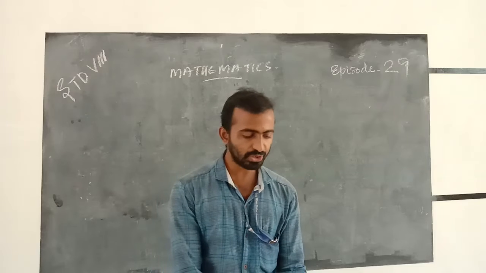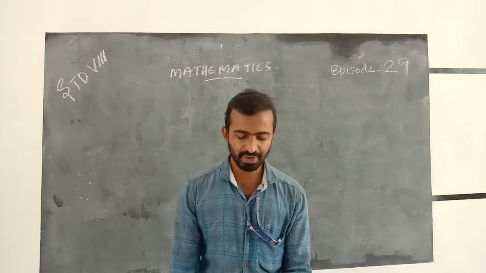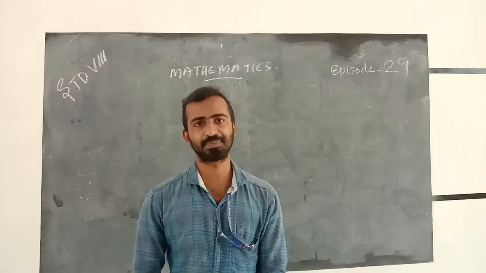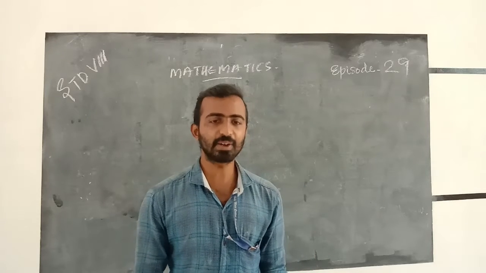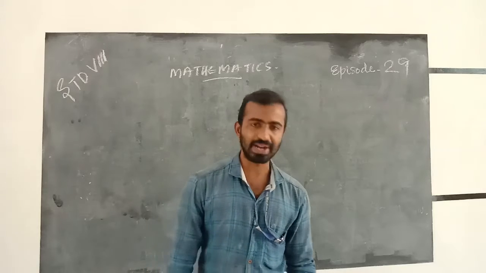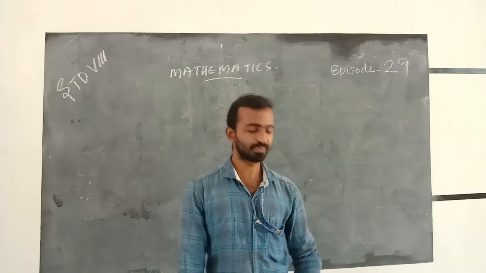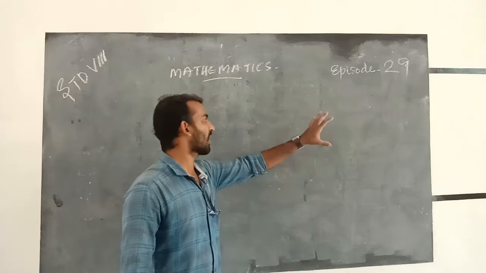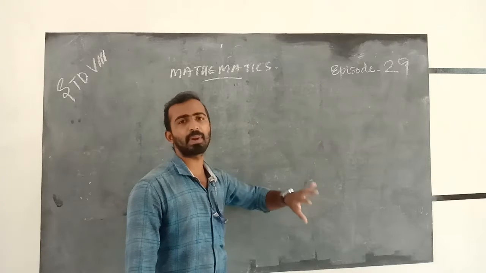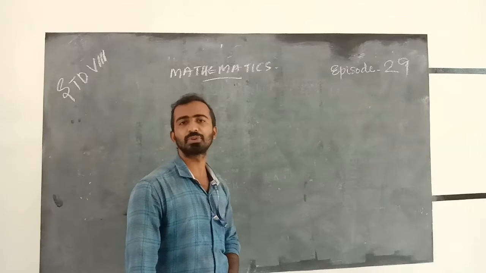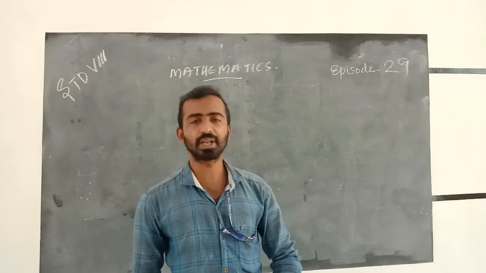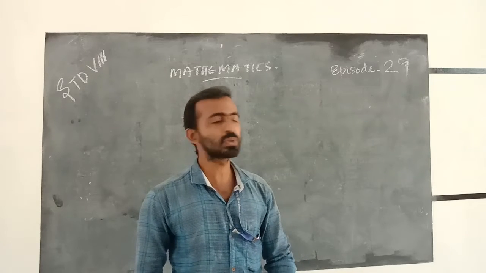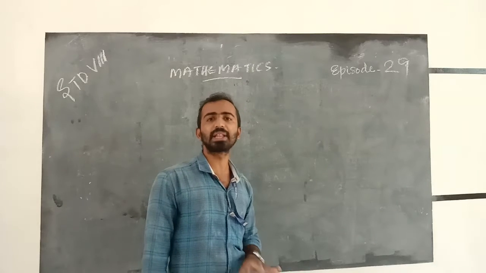Good. Today we are going to discuss, or in the previous class what we were discussing, the triplets, Pythagorean triplets. What is the Pythagorean theorem? Pythagorean theorem means hypotenuse square equals altitude square plus base square. Yes, that is the Pythagorean theorem.